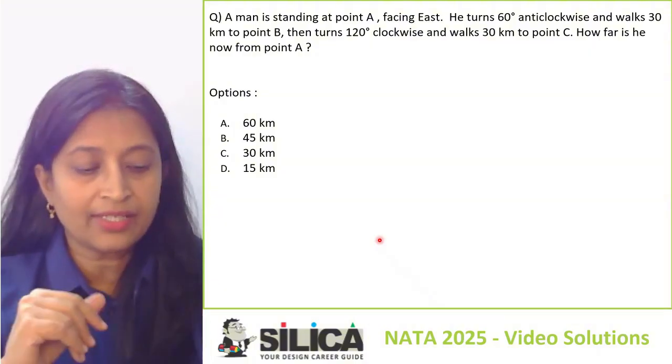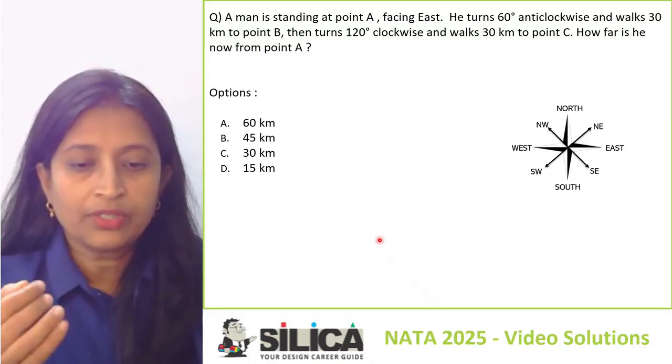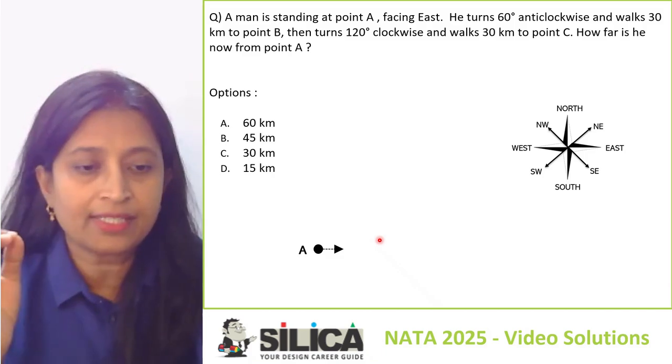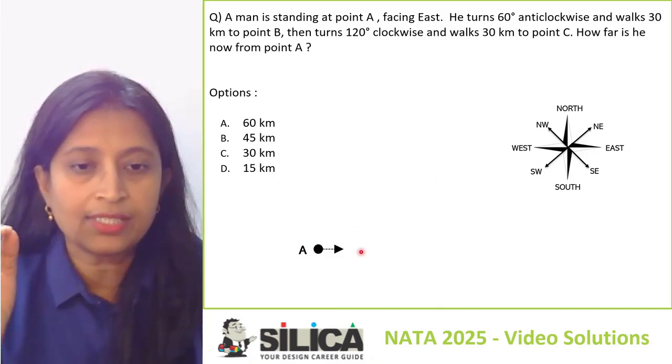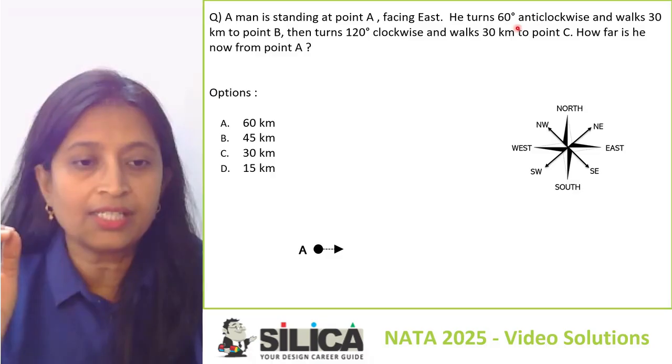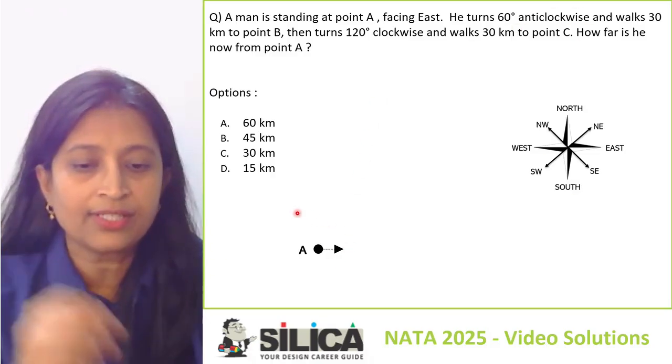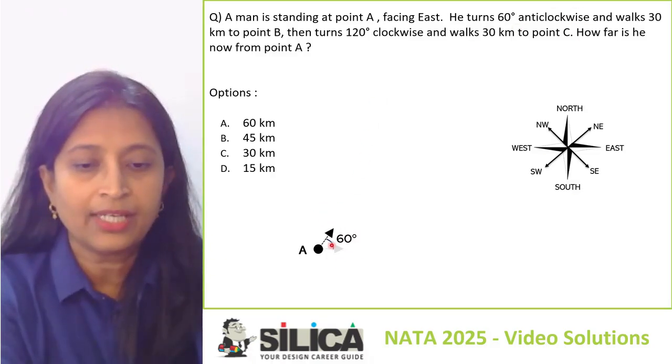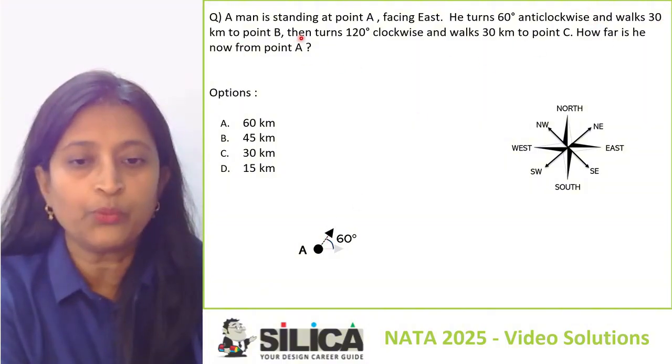To make it easy, let us draw a diagram for it. So this person is at point A. And then he is facing east. East is this side, so he is facing east. Now he turns 60 degree anti-clockwise. Anti-clockwise is in this direction, so that means he turned in this direction now and walks 30 km to point B.